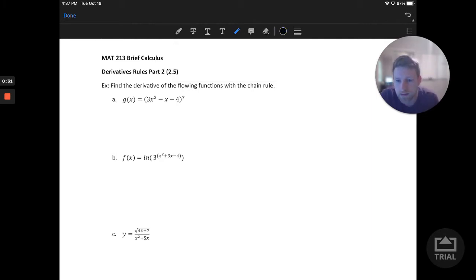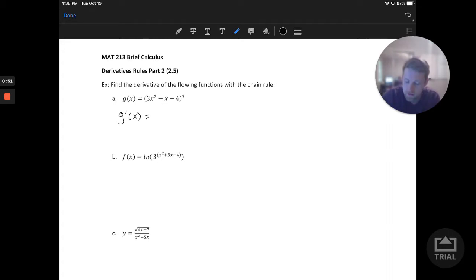So part A, we'd like to find the derivative of the following functions with the chain rule. So g of x is the first one we're going to do. We would note the derivative function there as g prime of x. And then we can consider the chain rule. So if I consider the chain rule on this, we notice that we have some function inside raised to the 7th power.